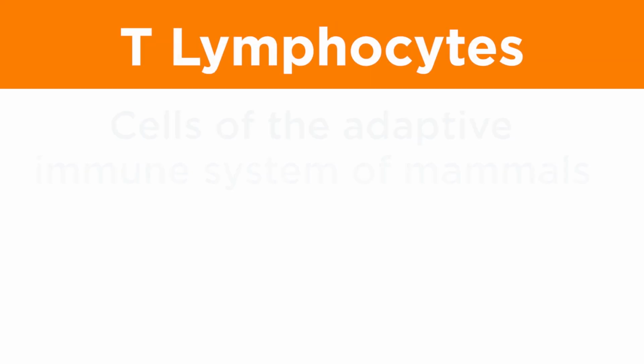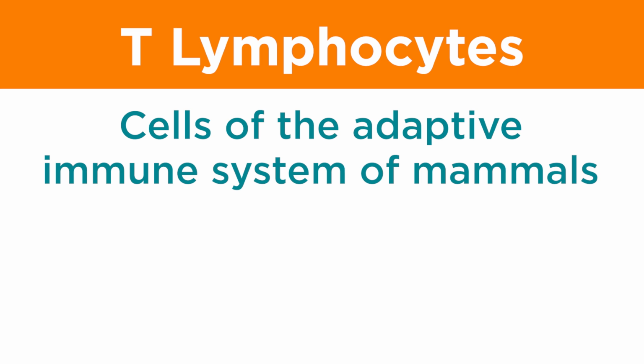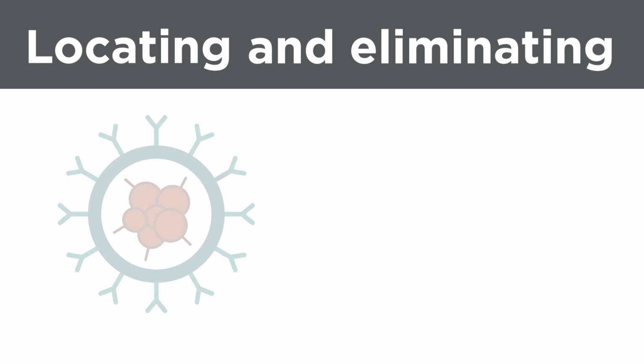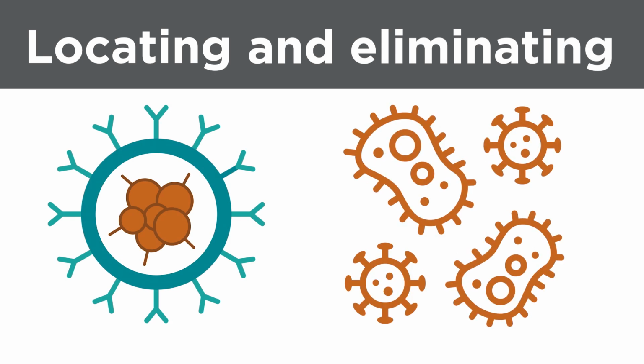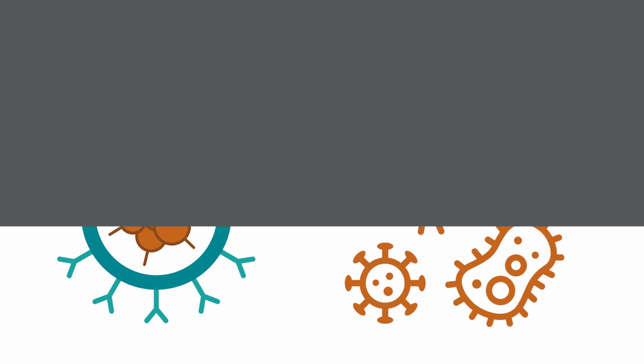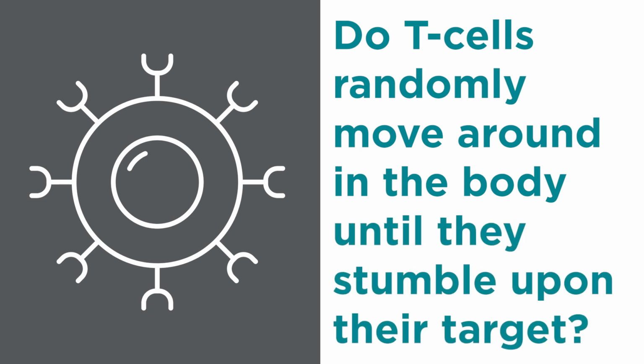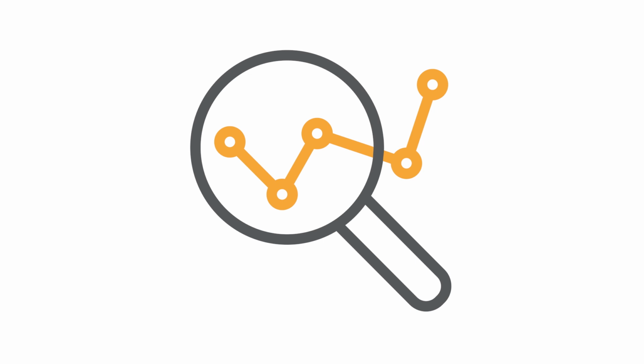T lymphocytes are cells of the adaptive immune system of mammals such as mice and humans. They are tasked with the job of locating and eliminating cancerous cells or cells infected with pathogens such as viruses or intracellular parasites. How exactly T cells accomplish this task remains poorly understood. Do T cells randomly move around in the body until they stumble upon their target? Or do they employ more sophisticated search strategies, for example, with some local search and then long displacement to another location?